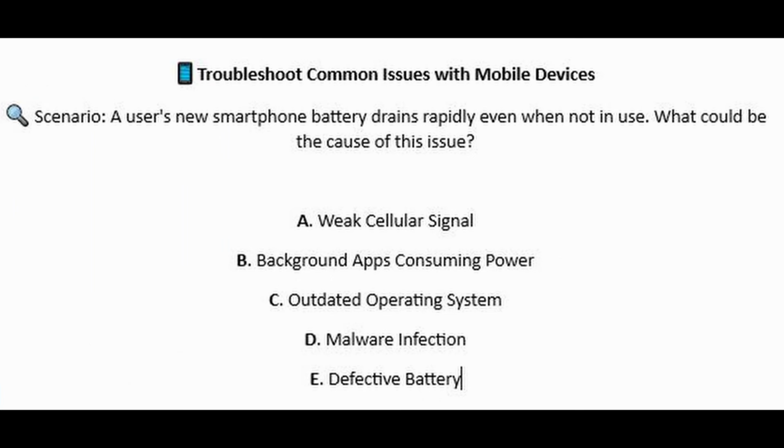And the question states, a user's new smartphone battery drains rapidly even when not in use. What could be the cause of this issue? Is it A, weak cellular signal? Is it B, background apps consuming power? Is it C, outdated operating system? Is it D, malware infection? Or is it E, defective battery? Choose one answer. You have 5 seconds.